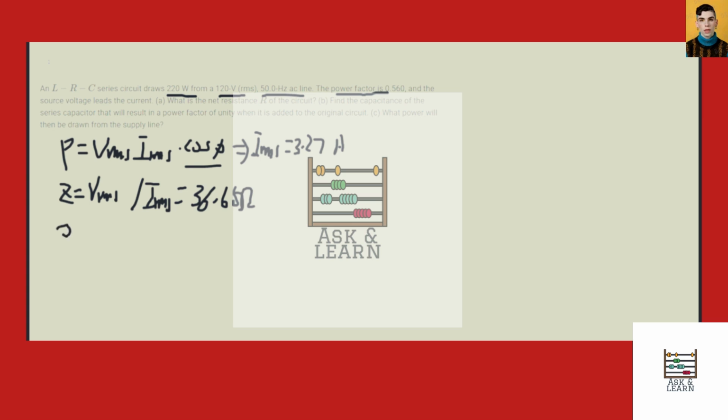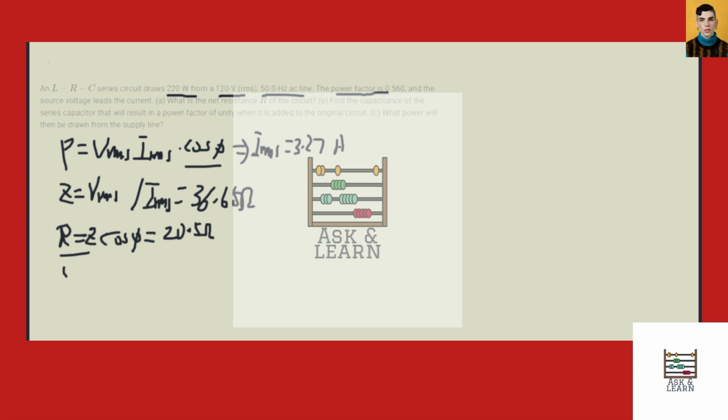And R, the resistance, equals Z, the impedance, times cosine phi. All right, this is a very useful relation that you should keep in mind. So Z is 36.65 and cosine phi is 0.56. So R is calculated to be 20.5 ohms. This is the resistance of the circuit.